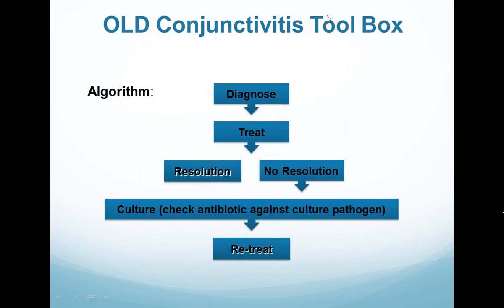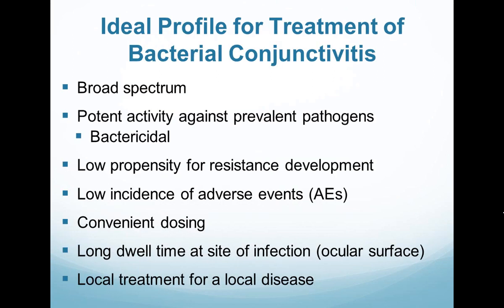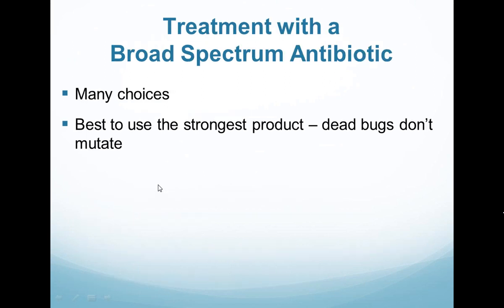So the old conjunctivitis toolbox is we diagnosed, we treated, they resolved or they didn't resolve, then we came back and did our adenopluses or our cultures, and then we retreated. Too much work, too much time. You want to know the results before you see the patient. Now, because of that, we use these broad-spectrum antibiotics, and there are good ones. You want something that covers all of these statements we had here, but you want the strongest drugs.